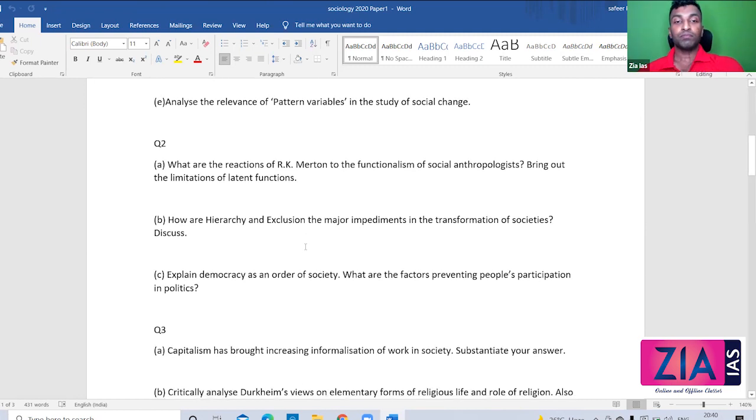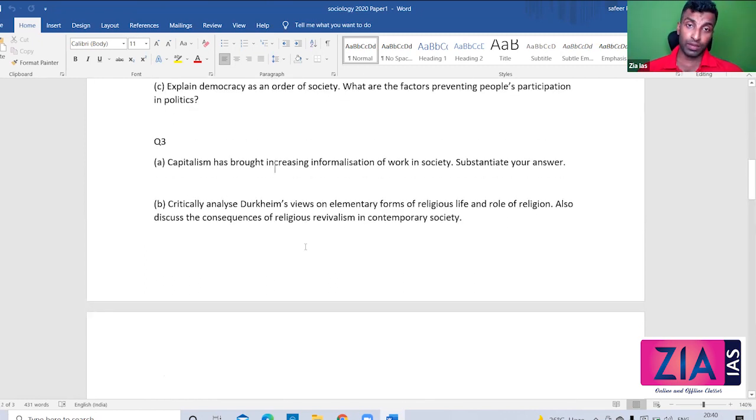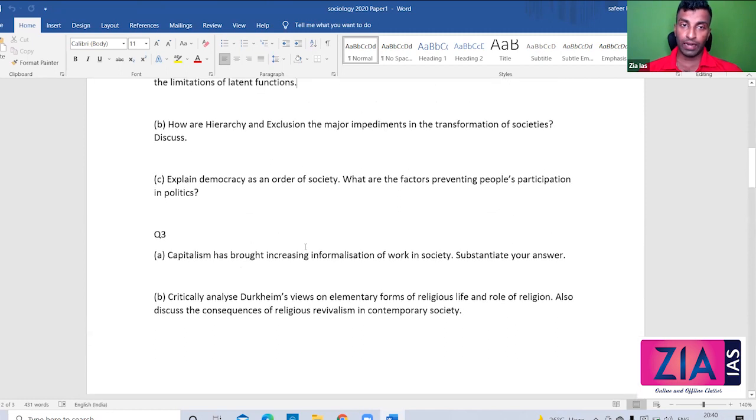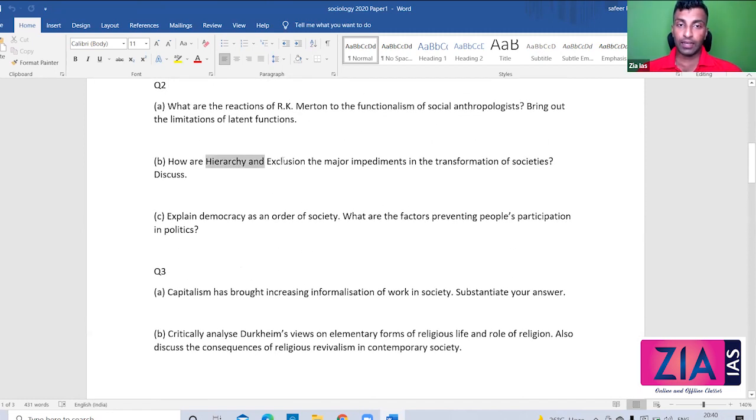And hierarchy. And hierarchy leads to exclusion. Okay. Major impediments. Now one more important point that I want to tell here when you're answering this question, hierarchy and exclusion: you also have to talk about inequality. You have to talk about stratification. You have to talk about mobility. You have to talk about hindrances to mobility. In a nutshell, any question from chapter 5, stratification, like hierarchy, exclusion is asked, you need to bring in all these dimensions to answer the question.